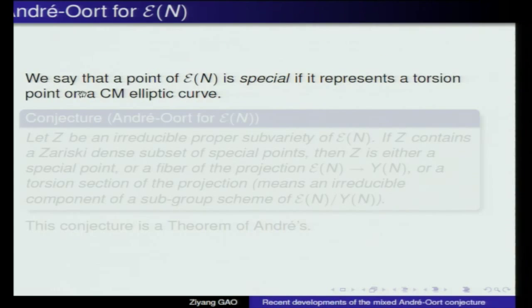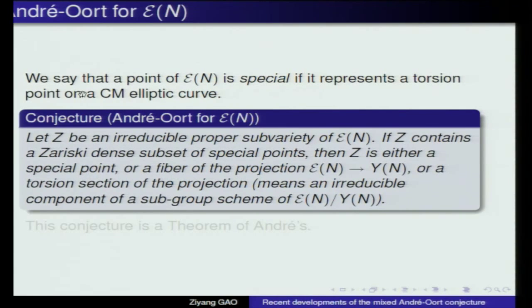Okay. Now the Andre-Oort conjecture for this universal elliptic curve is as follows. First, we define special points on this universal elliptic curve. They are precisely the points parameterizing torsion points on CM elliptic curves. The conjecture is as follows. Let Z be an irreducible proper subvariety of En. Then, because En is of dimension 2, Z must be of dimension 0 or 1. We suppose that Z contains a Zariski dense subset of special points.